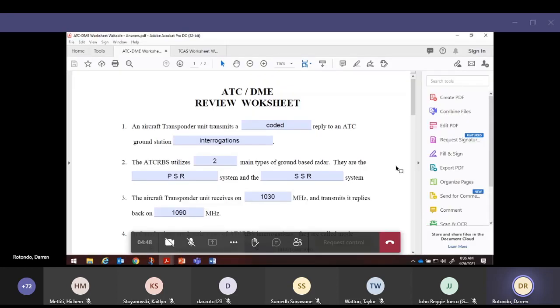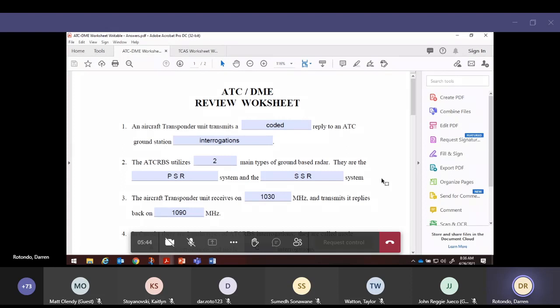Question 2, the air traffic control radar beacon system utilizes 2 main types of ground-based radar. They're known as PSR, which means primary surveillance radar, and secondary surveillance radar. Which one of those 2 radar systems actually has anything to do with your airborne transponder unit? Secondary? Yep, secondary surveillance radar. So the secondary surveillance radar, if you don't remember, is an antenna mounted on top of the primary surveillance radar. The primary surveillance radar looks like a parabolic dish, and the secondary surveillance radar is just sort of a stick type antenna, and it rotates around with the primary radar.